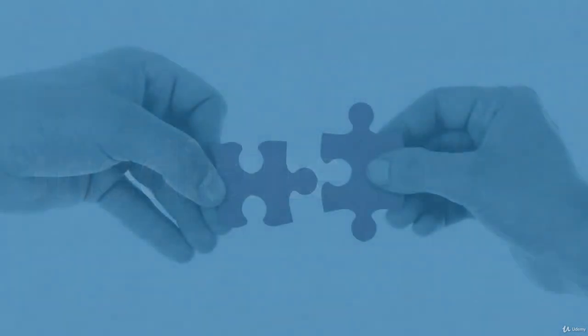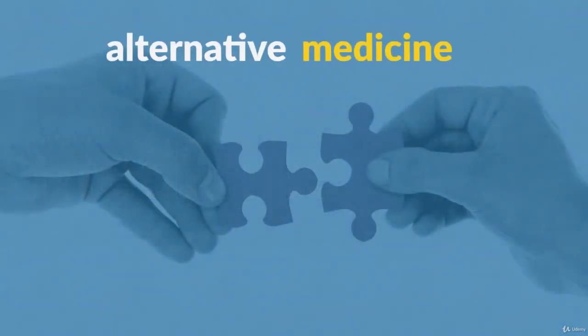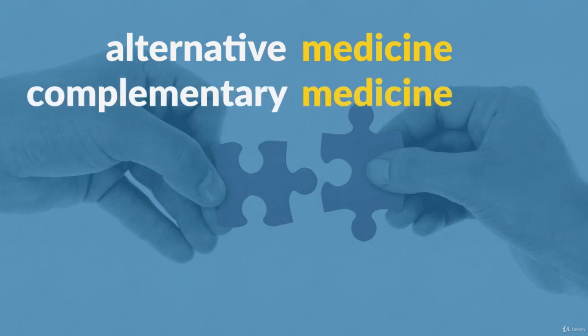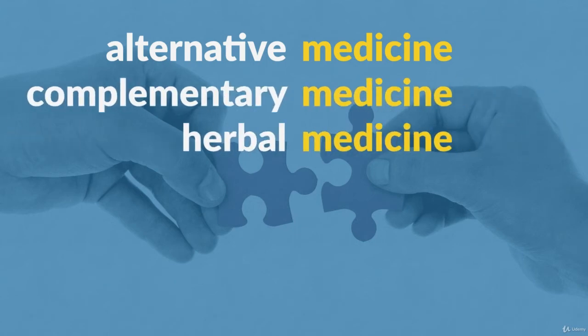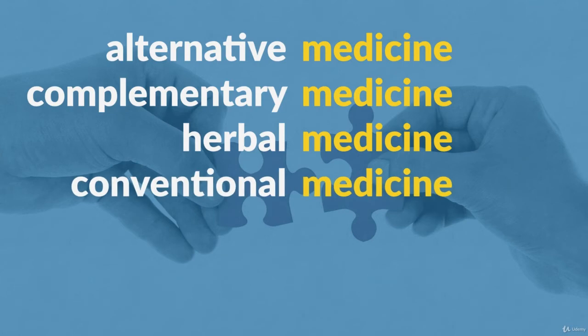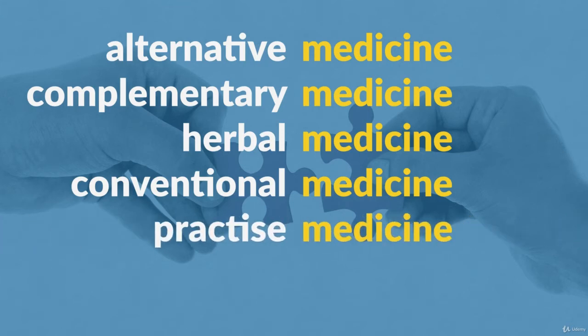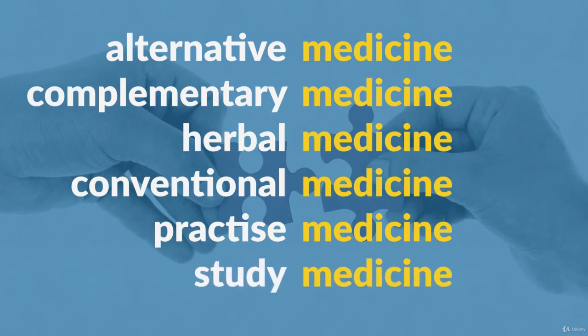And some collocations: we talk about alternative medicine. This is when you're maybe using herbs instead of industrially made drugs. Complementary medicine, herbal medicine, conventional medicine, so that's traditional, normal, hospital-based medicine. People practice medicine, so doctors practice medicine, and you can study medicine.